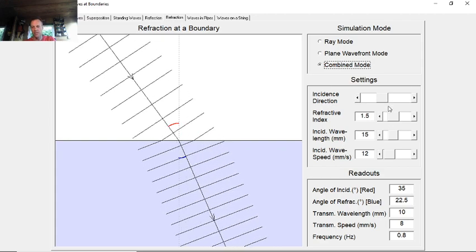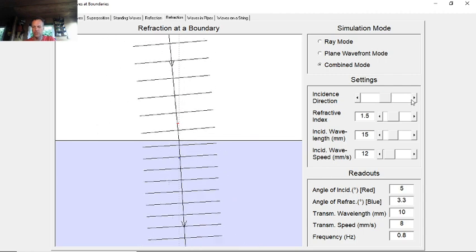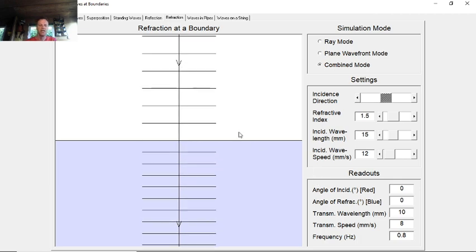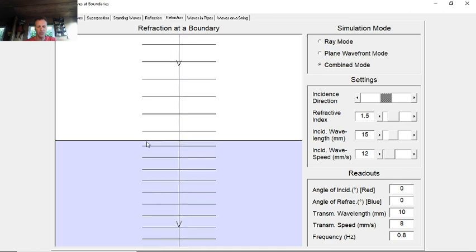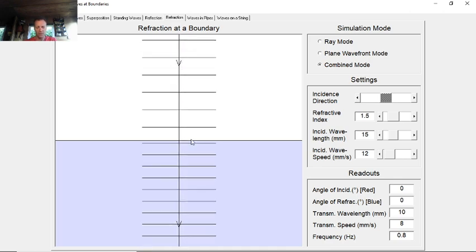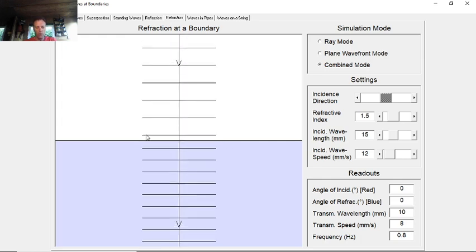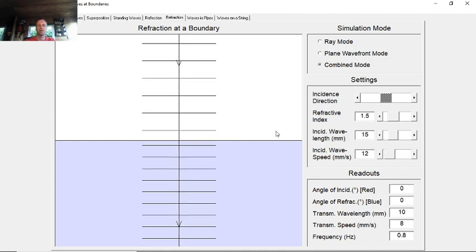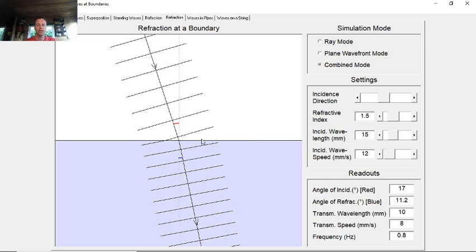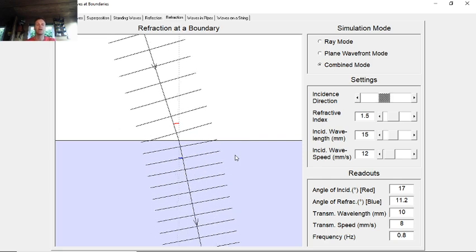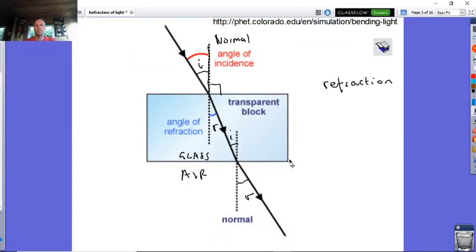And this really makes sense. If I now change the wave so it goes along the normal, it doesn't change direction. Well, why? Isn't the wave slowed down all at the same time along here? Therefore, if the whole wavefront slows at the same time, it's not going to change direction. And this really explains what is happening in refraction. It's all about the slowing down of waves, or in the case of light, the slowing down of light. So that's why we get refraction.